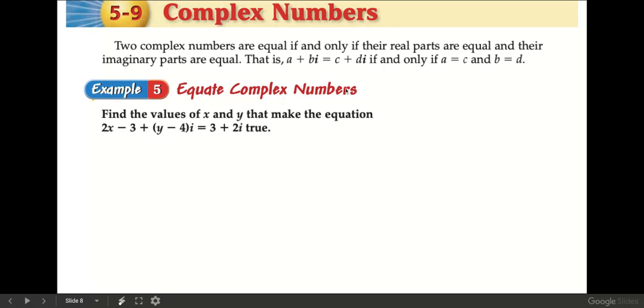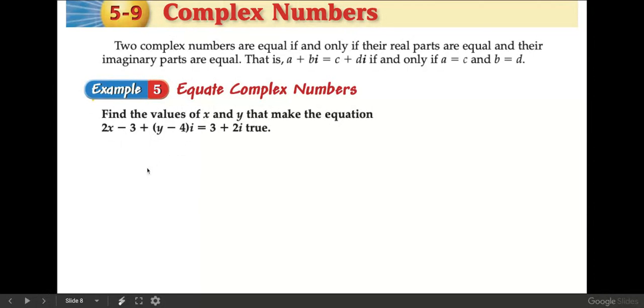So if we were to equate complex numbers, it says find the values of x and y that make the equation 2x minus 3 plus the quantity y minus 4 i equal to 3 plus 2i true. So kind of what we said here is we have a complex number here, and we have a complex number here. Well, remember, this is the real part of the number. This is the imaginary part of the number. Here is the real part of the number. Here is the imaginary part of the number.